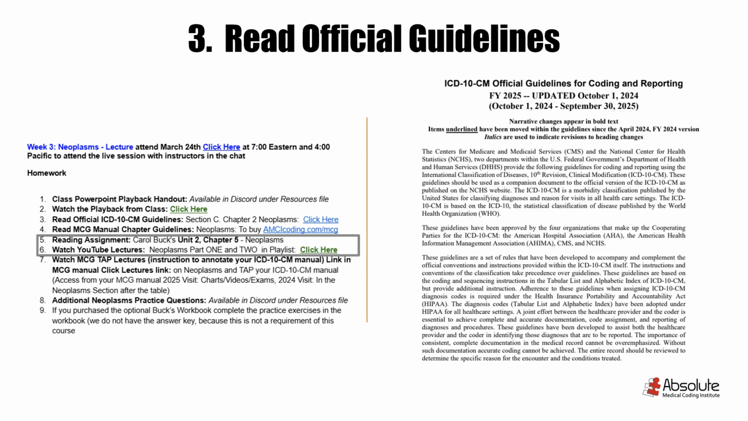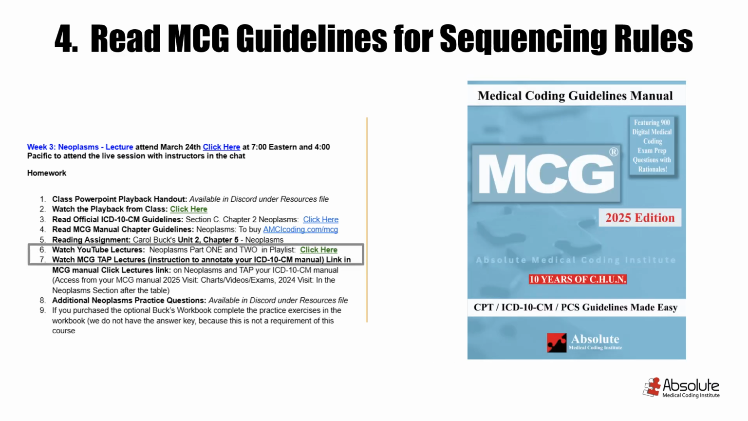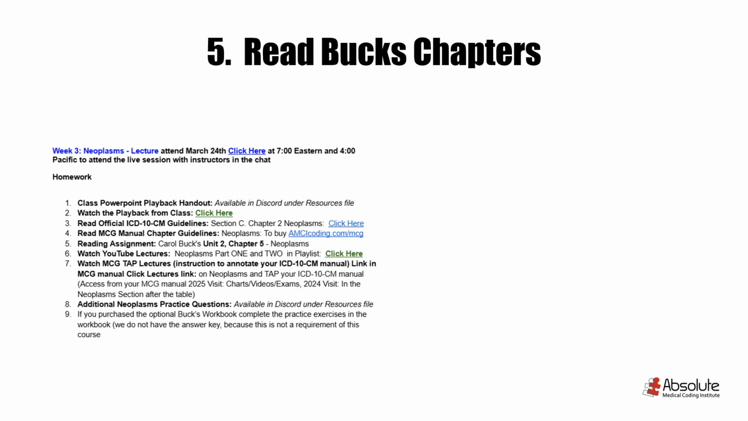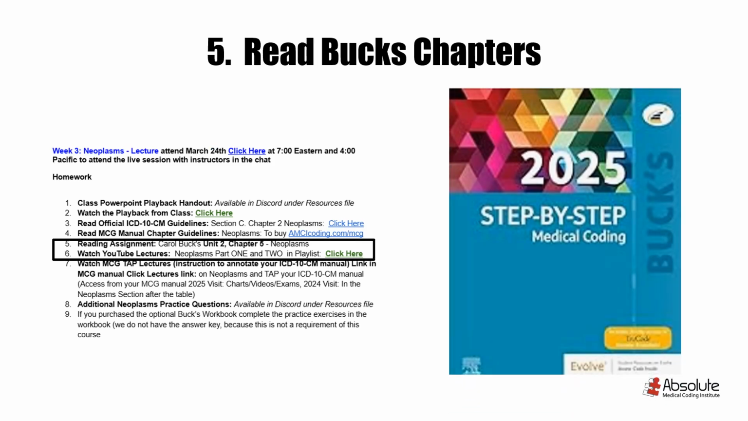3, review the official ICD-10-CM guidelines if you don't have it and you prefer. You can look at the guidelines from the CMS document. This is the official guidelines. Click this link. Number 4, if you'd like, you can look at the guidelines and the sequencing order from your MCG manual. Number 5, go ahead and read your Buck's.